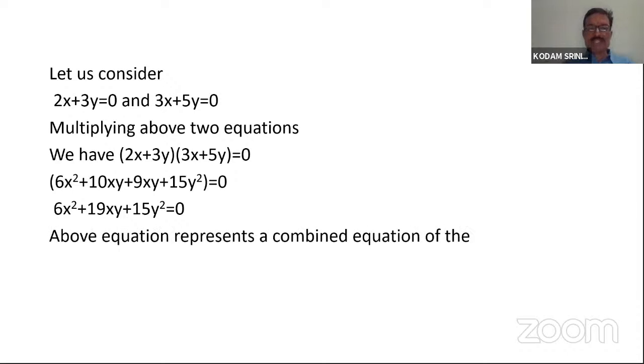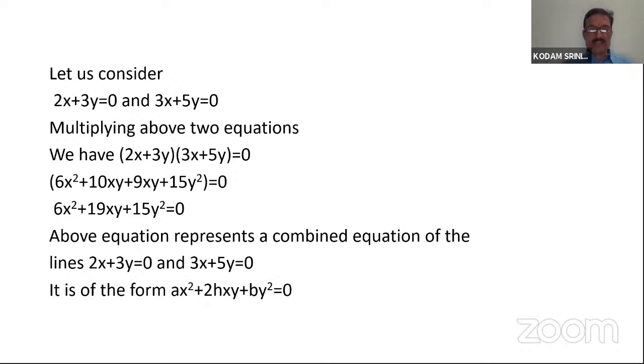The above equation represents the combined equation of the given two straight lines, 2x plus 3y equal to 0 and 3x plus 5y equal to 0. So after multiplying both the equations of two straight lines, we get the combined equation of those two straight lines. Here, after multiplication, the equation 6x square plus 19xy plus 15y square equal to 0 is of the form ax square plus 2hxy plus by square equal to 0.